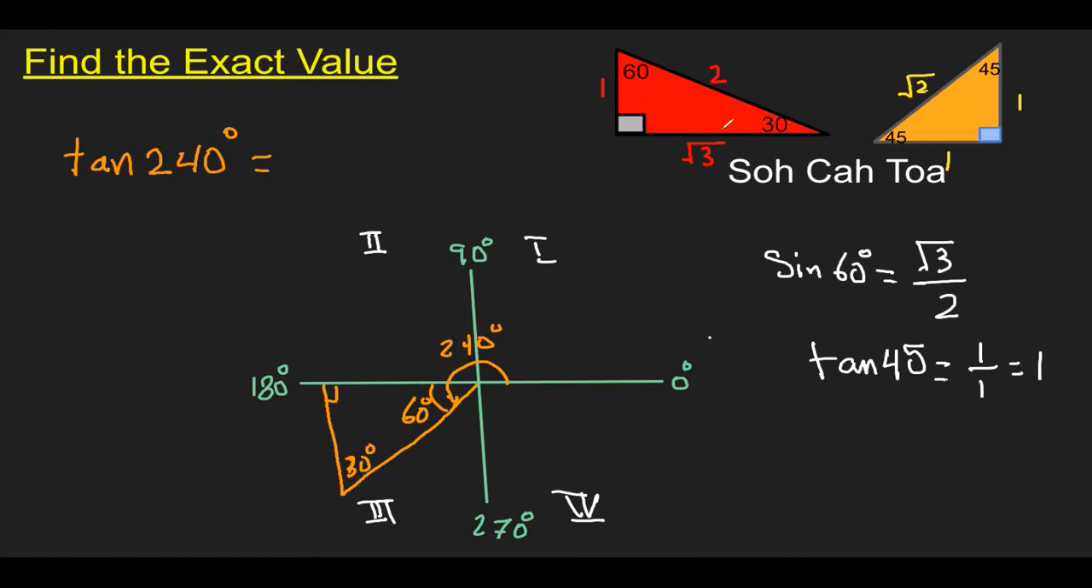Now we go to the 60/30 triangle again. Opposite to 60 is √3. And I said this part of the y-axis is negative, so this has to be negative. The hypotenuse is always positive. The adjacent side to 60 is 1, and that's going to be -1 because that portion of the x-axis is negative. Now tangent is opposite over adjacent, so that's negative √3 over -1. And you should simplify that.